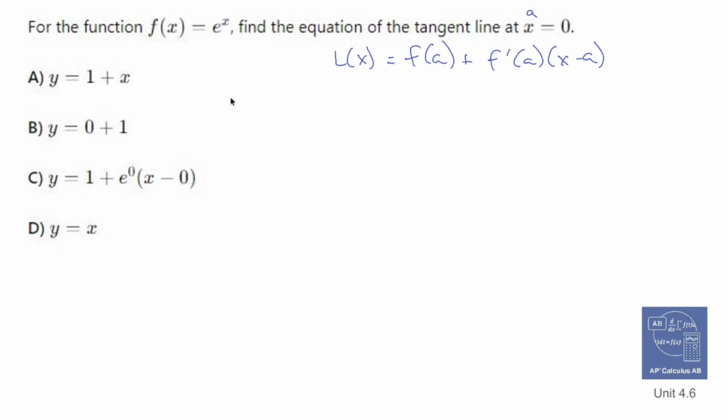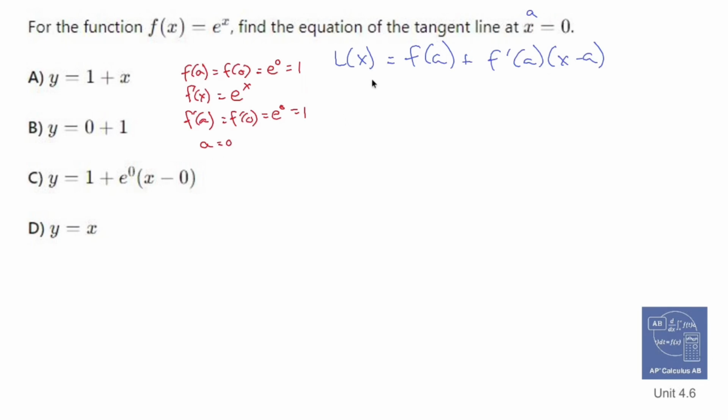So let's find out what we can find out. F of a means f of 0. F of 0 is e to the 0, which is 1. F prime of x is going to get me my f prime of a. The derivative of e to the x is e to the x. So f prime of a is f prime of 0, which is e to the 0, which is 1 again. And since I'm calling a equals 0, I now have enough information that I can do this problem.